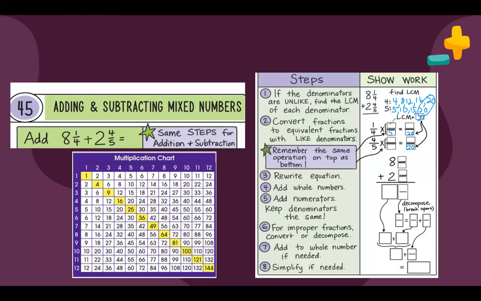So the fraction that equals 1 is going to be 5/5. And 1 times 5 is 5. So we have 5/20. And then we do the same down here. 4 times what gives me 20? And that's going to be 4. So we want to make it 4/4. 4 times 4 is 16.